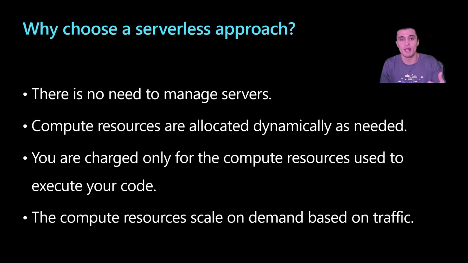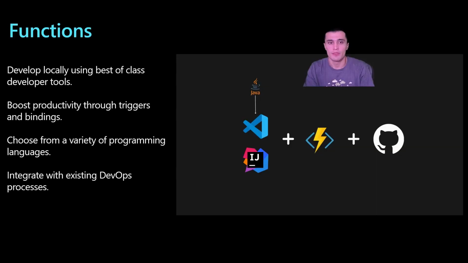Let's say with the function app, you don't need to write any code for the trigger. You only write the code that runs in response to the trigger. That means you can focus on your business logic rather than writing a lot of code to handle infrastructure concerns like messaging.